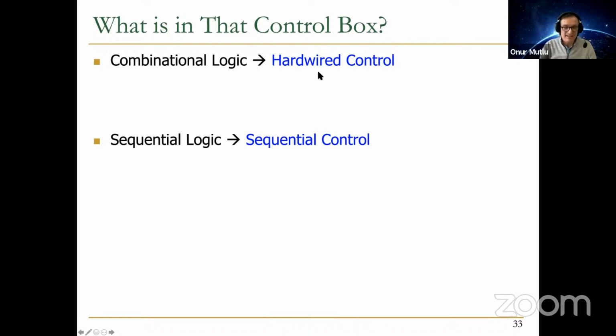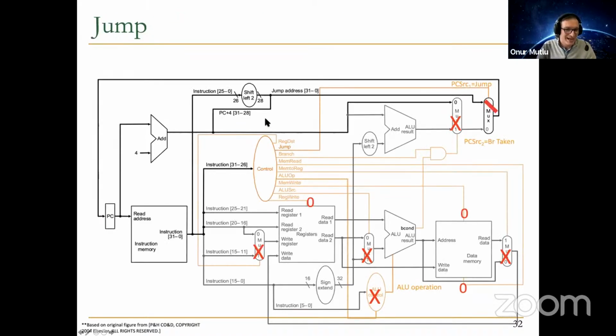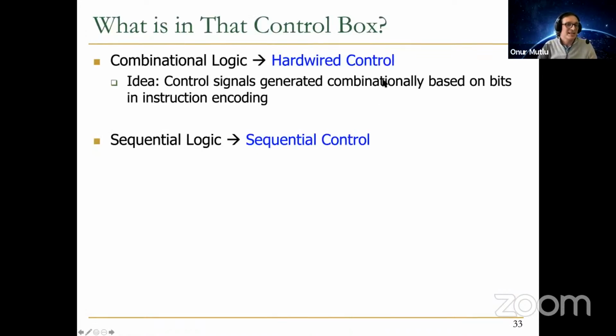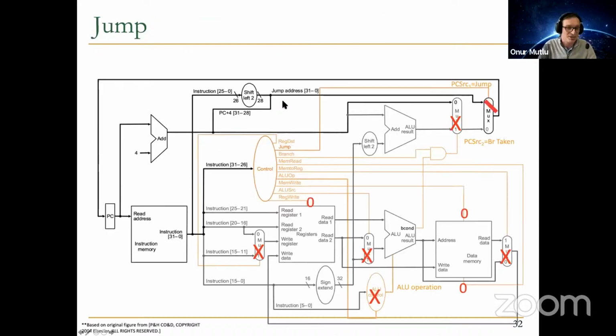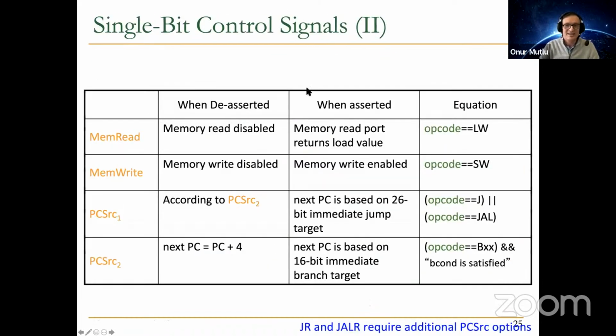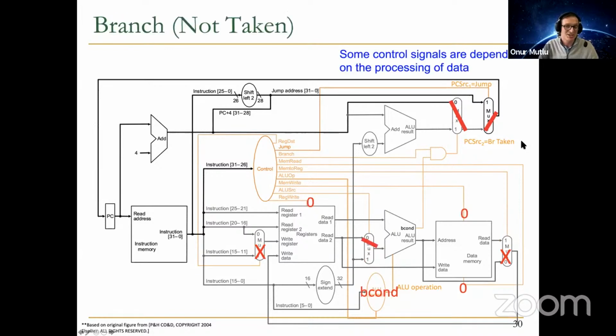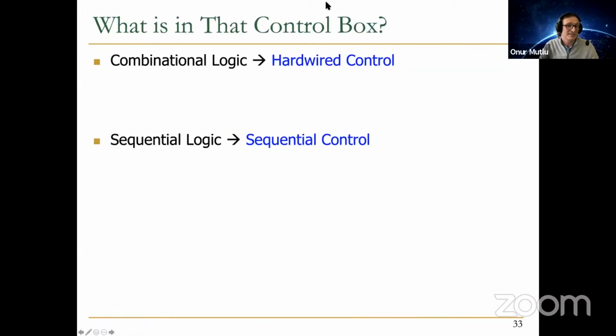This control box says control over here, right? And we've already constructed it. We did hardwired control. Basically, control signals are generated combinationally based on bits in the instruction encoding. And that's essentially what we did. I actually gave you the logical equations. If you go back over here, these are really the Boolean equations that control each of the control signals. In this case, it's simple, clearly, because we have a simple machine, not many instructions. So that's what we did. We figured out how to do this combinational logic.